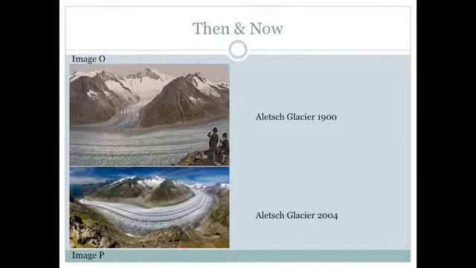Lastly, to wrap it up, I would like to show a then and now picture of the Lech Glacier. The first one was taken in 1900 and the second one, a more recent one, in 2004. And as you can see, the glacier has receded quite a bit.